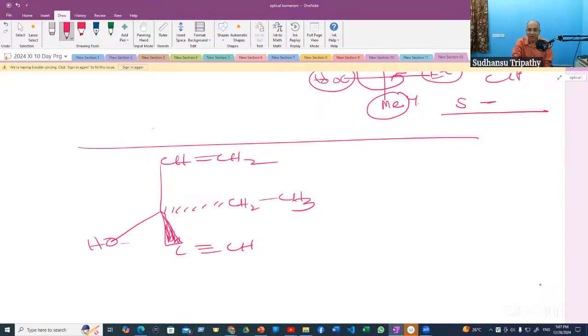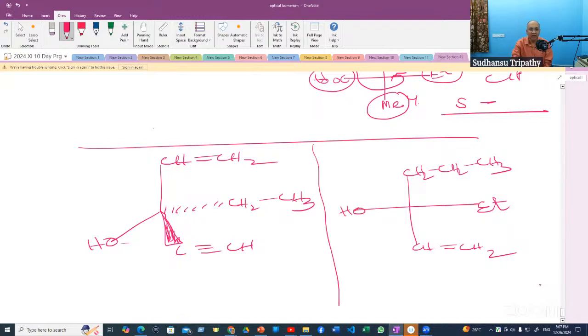Now the Fisher formula, where I'll be deliberately keeping the least priority group here, ET. This is propyl, this is vinyl, this is OH. So without giving a plus or minus, you do not know. You know, I also don't know. You only have R and S for one chiral center. Tomorrow we'll see multiple chiral centers, after convincing ourselves that we don't commit any mistake.